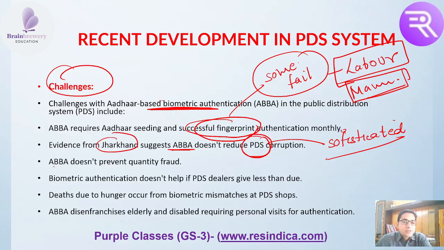ABBA, that is Aadhaar based biometric authentication, doesn't prevent quantity fraud. Quantity fraud keeps on happening. We have already discussed that. It doesn't help if the PDS dealer gives less than due.